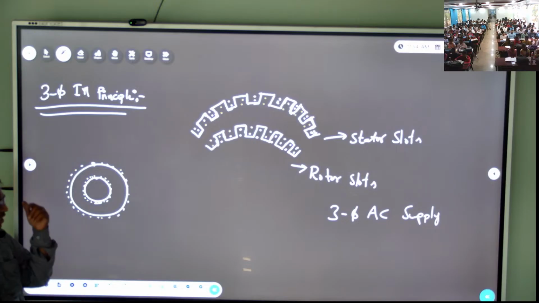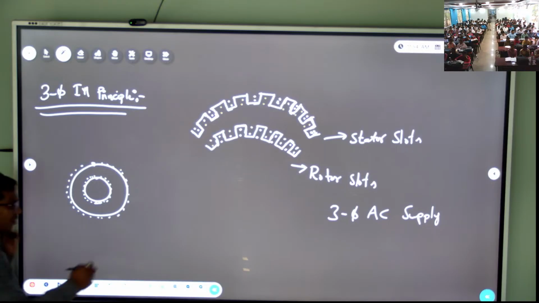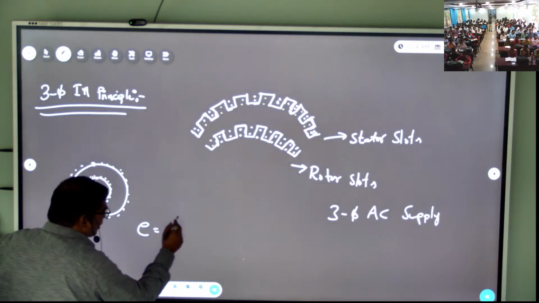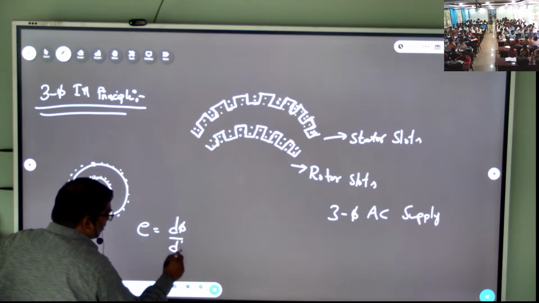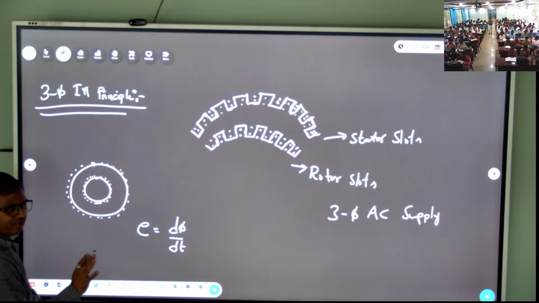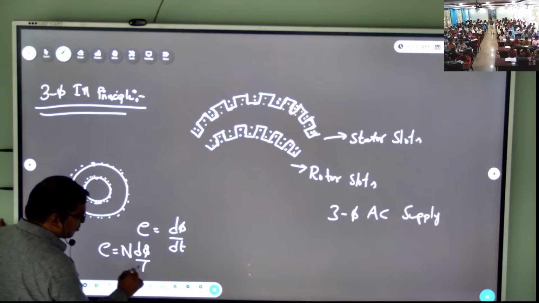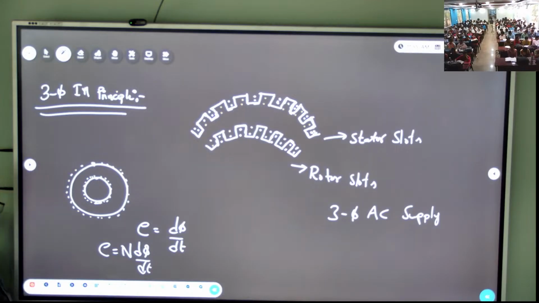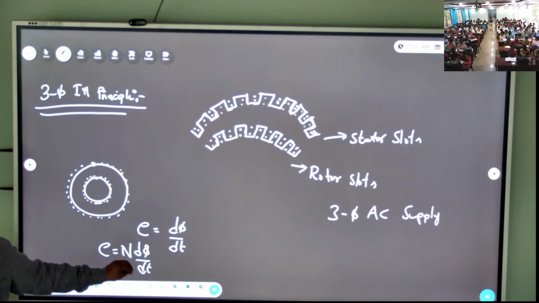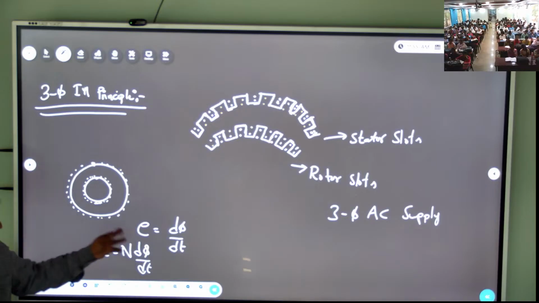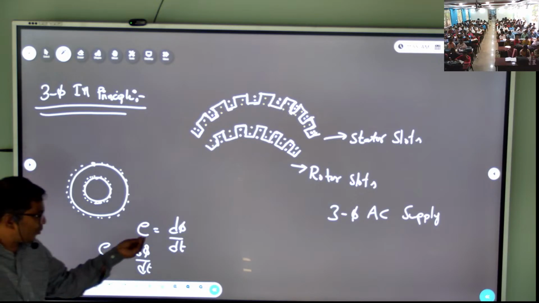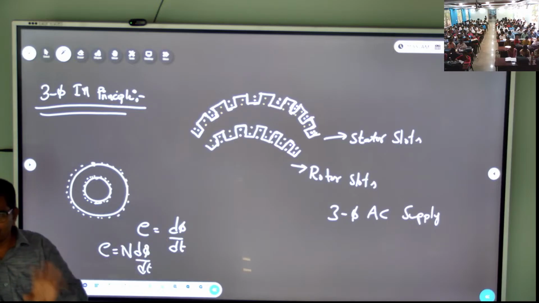Now, what is the principle behind this? The same principle: E is equal to d phi by dt. But here there are no turns. Generally, for the induction motor it is E equals N d phi by dt. That is the principle of a transformer. Or E is equal to d phi by dt generally. Here you may say N is equal to 1 also, no need to worry about that.